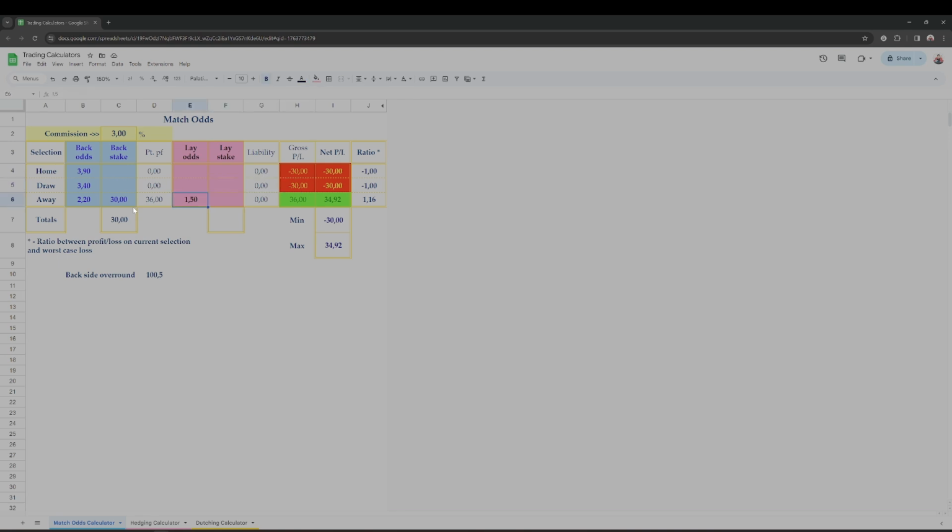Because I'm laying at the better price, at this point I would lay at 2.22. But if I lay at 1.5 at 30, it will mean that my red is cleared on the draw and on the home, and still some profit is left on the away win. You can see here, right? I have 21 gross profit on the away win and zeros. So I have a free trade, yeah?